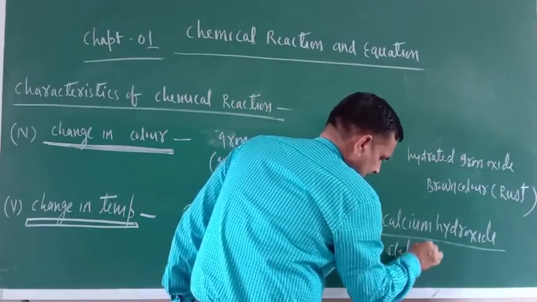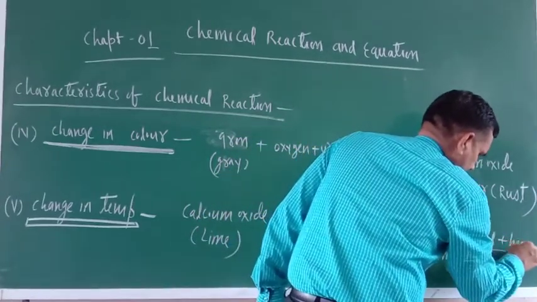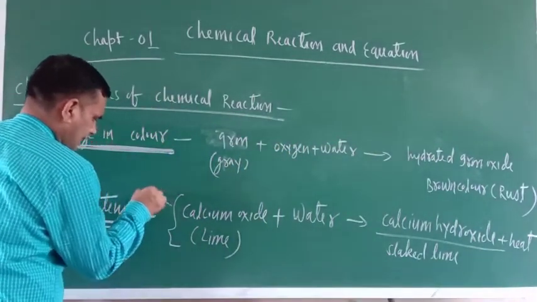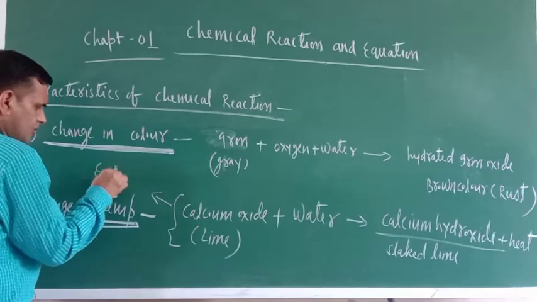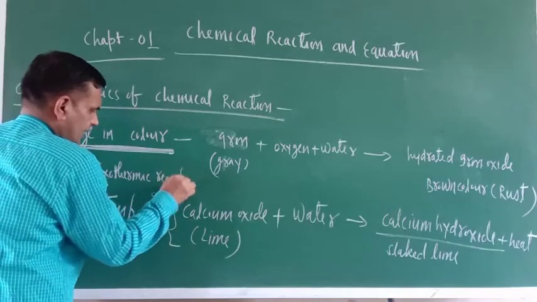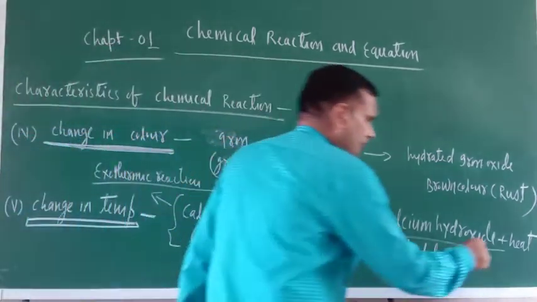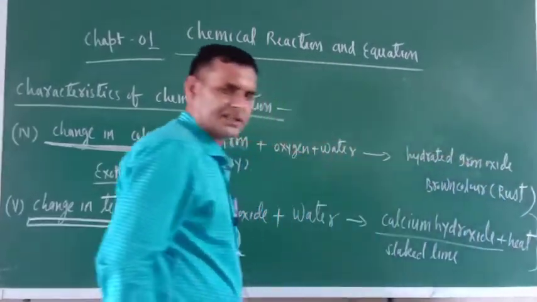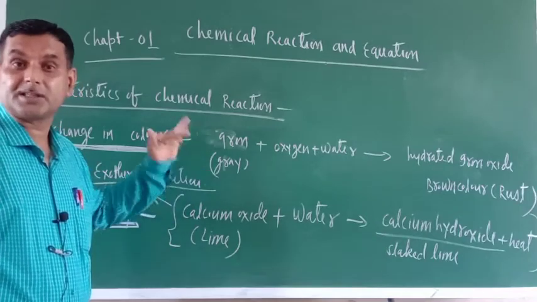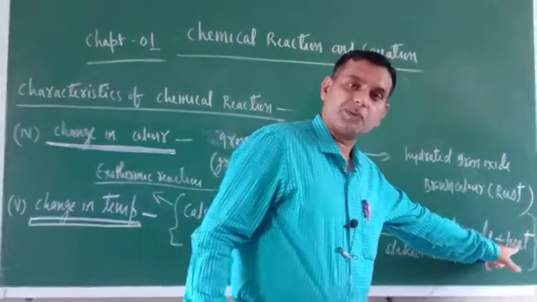What is the name of this one? Slaked lime. And here heat is evolved. This is an example of an exothermic reaction. If heat is evolved during the course of any chemical reaction, that reaction is called exothermic. Therm means heat. And if heat is evolved, it must be written toward the product side.